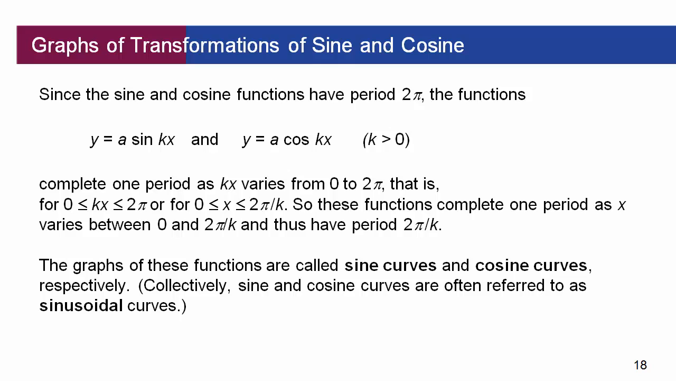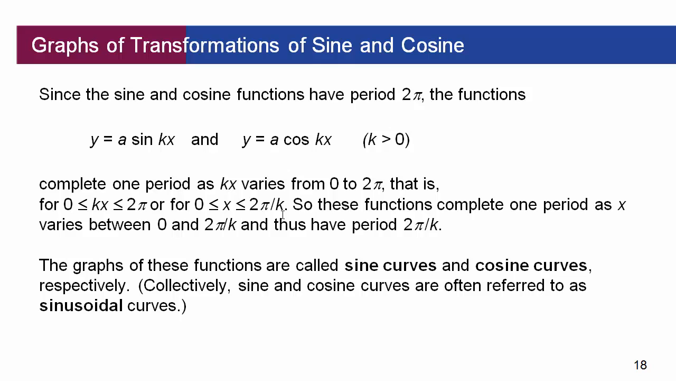But because these things are repetitious, because they have a period and they repeat, instead of talking about it as being a compression or a stretch, which it is, we tend to describe it with what it does to the period of the function. So a normal sine or cosine function repeats every 2 pi. But now we have this k in front of our x. So now it's going to repeat between 0 and 2 pi for kx. If we divide everything by k, because 0 divided by k is still 0, this gives me x, then I get 2 pi over k. So now this function is going to repeat from 0 to 2 pi over k.